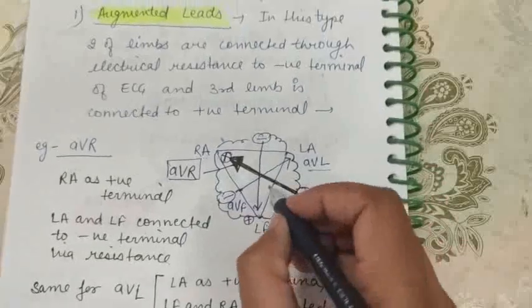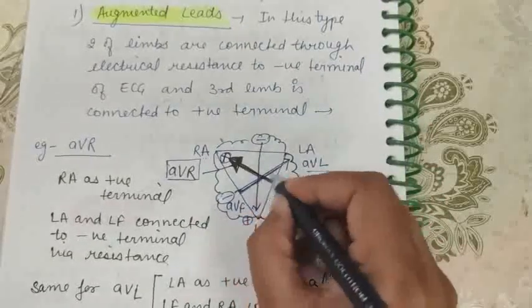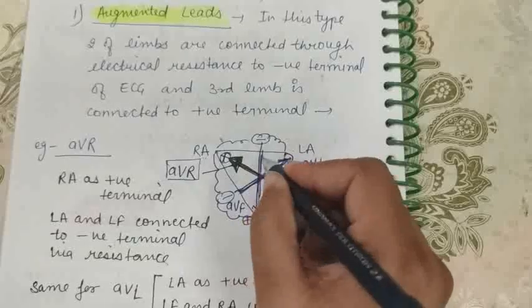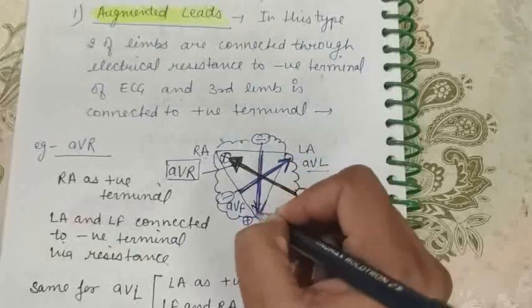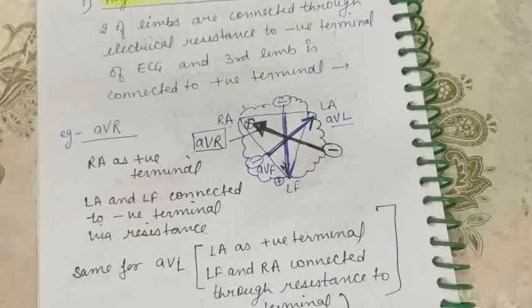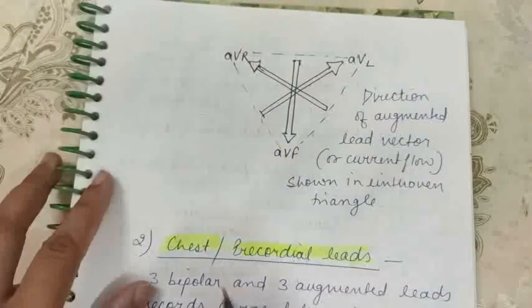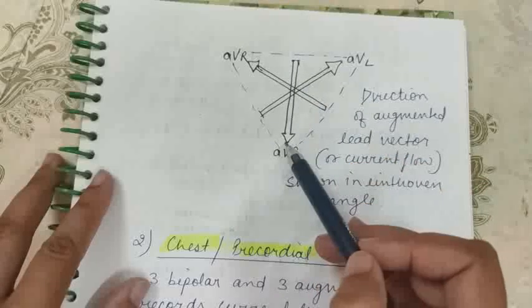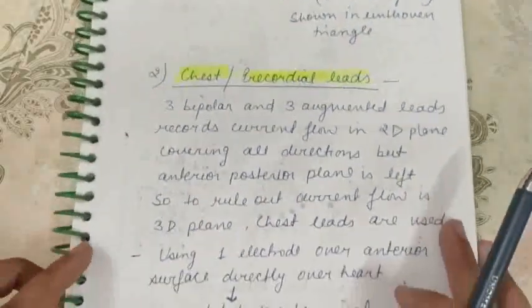Now the same direction. This is AVL and this is your AVF. These three are augmented leads. So this is AVR, this is AVL and this is AVF. Talking about chest leads now.